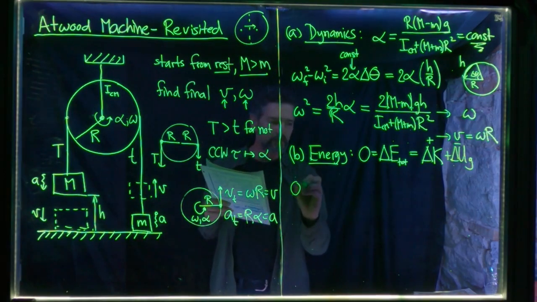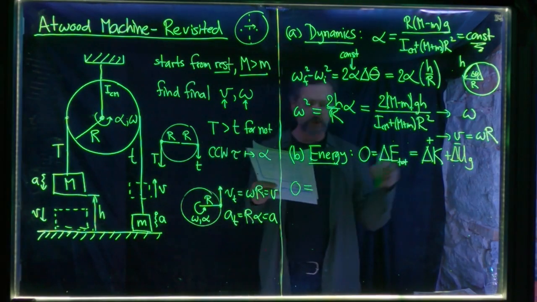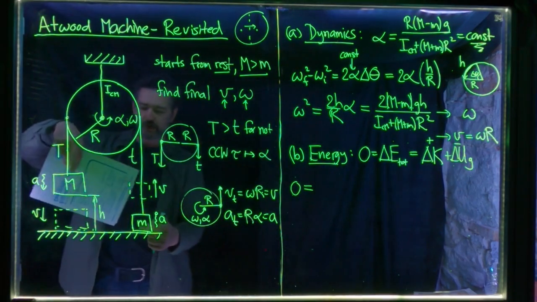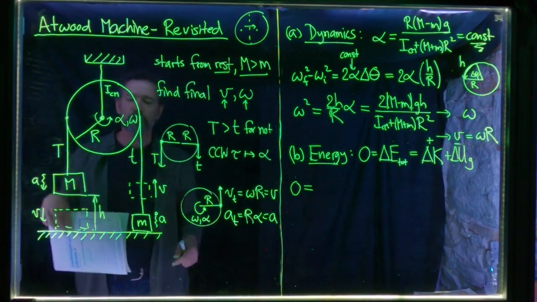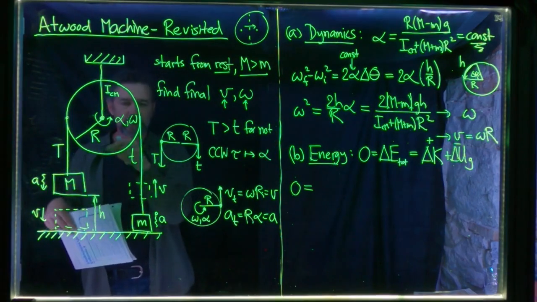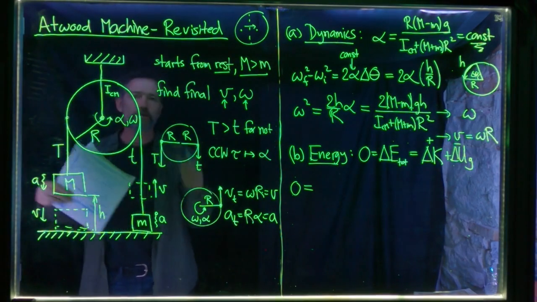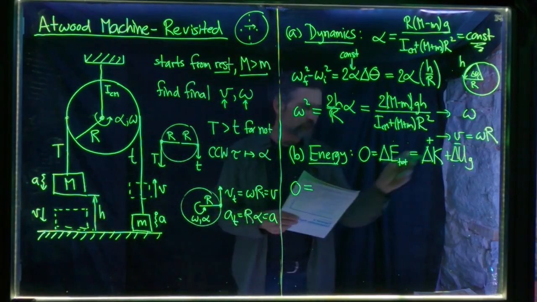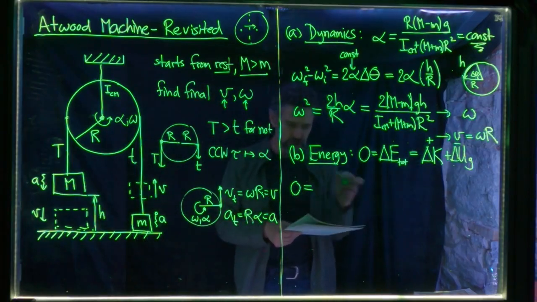So 0 is equal to the change in the kinetic energy. There will be a change in the kinetic energy associated with the translational motions of the two blocks, and a change in the kinetic energy associated with the rotation of that pulley. So there are two contributions to that change in the kinetic energy.